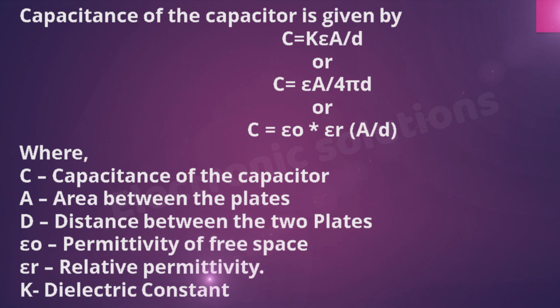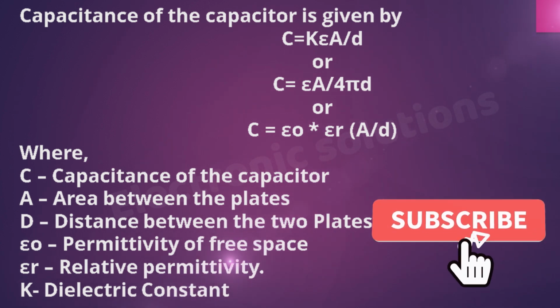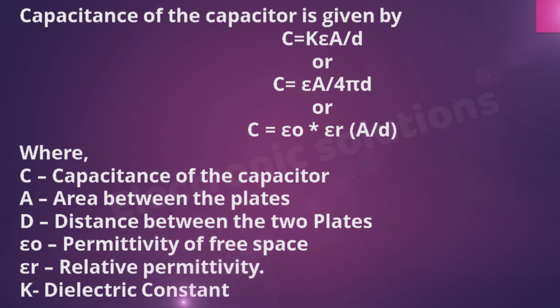Capacitance of the capacitor is given by C equals K/D, or C equals epsilon A/4 pi D, or C equals epsilon O times epsilon R, A/D, where C is the capacitance of the capacitor, A is the area of the plates, D is the distance between the two plates, epsilon O is the permittivity of free space, epsilon R is the relative permittivity, and K is the dielectric constant.